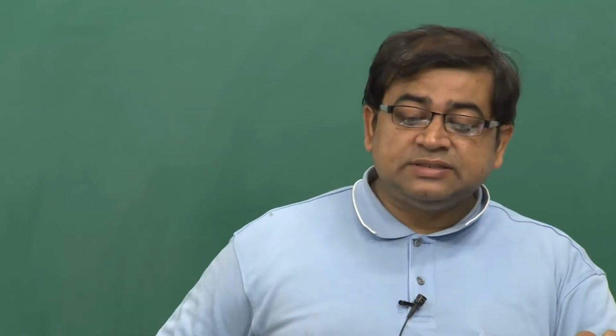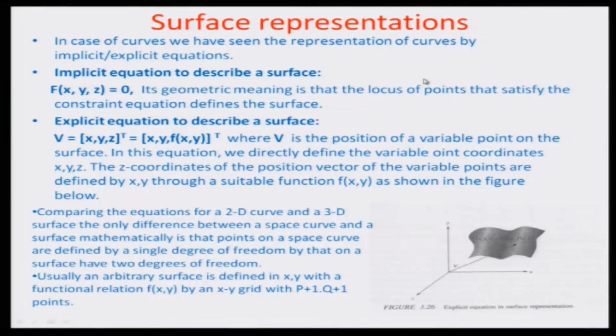Just as you do the curve based fitment of a geometry, you are doing a surface based fitment in this particular case. So, let us look at the surface representation. We just need to extrapolate the curves by another dimension. In the case of curves, we had seen that the representation of curves was done by implicit and explicit equations. The same thing holds true for this also. So, you can have an implicit equation to describe a surface, just as you had done earlier for a 2-dimensional curve or even a 3-dimensional curve.